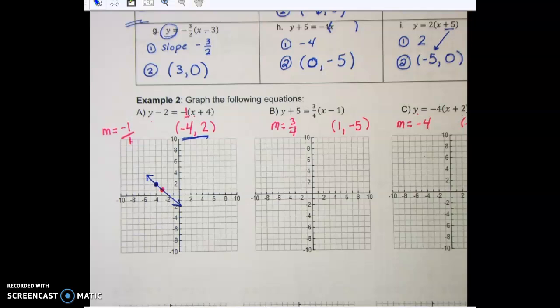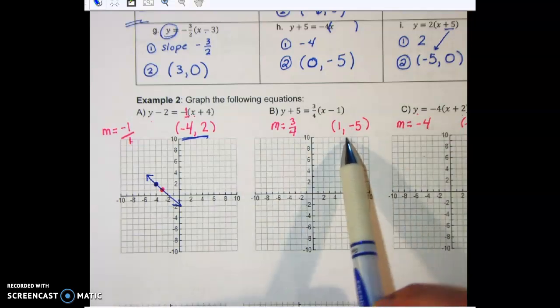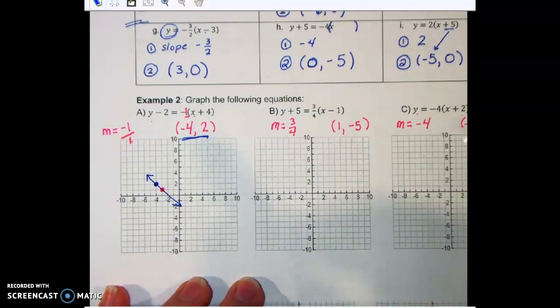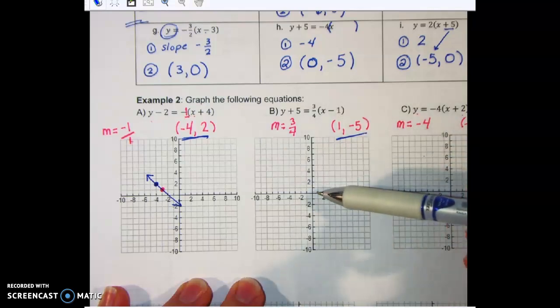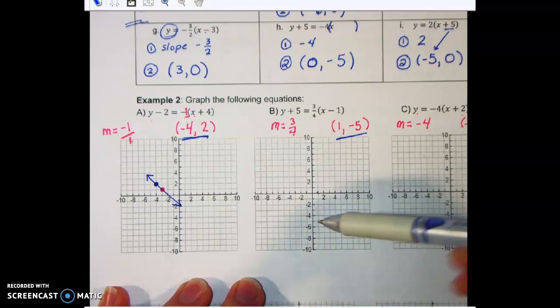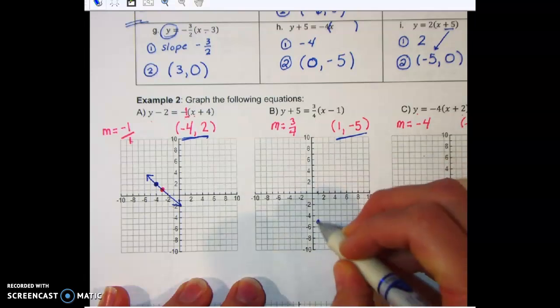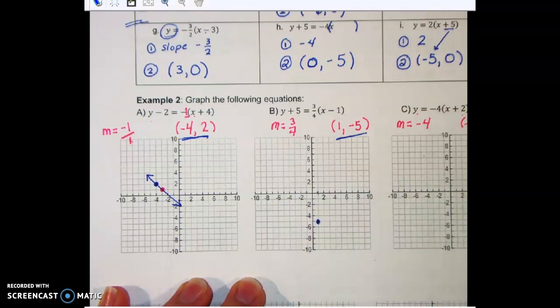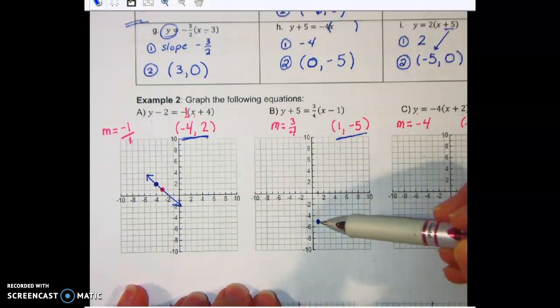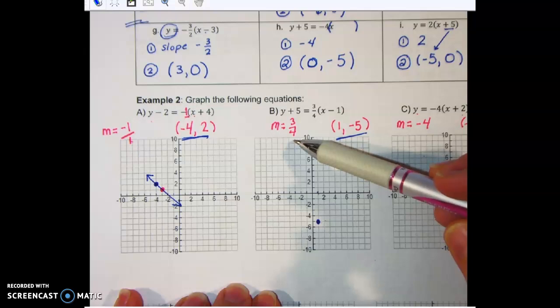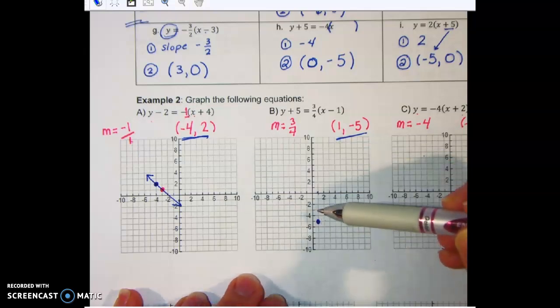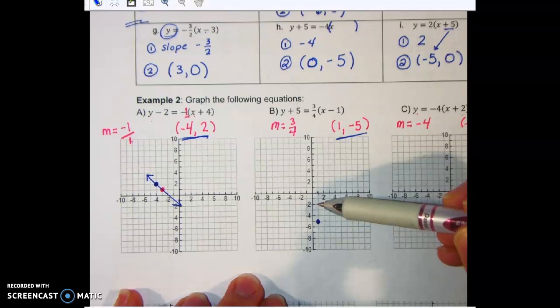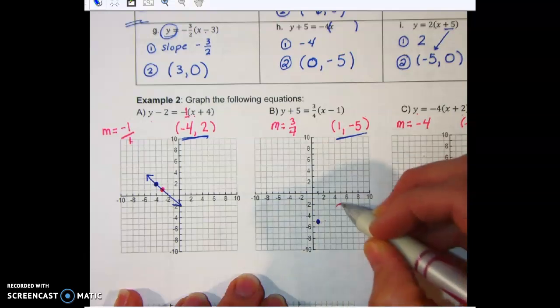Okay, let's show the next one. First, start by plotting this point, 1, -5. So the point 1, -5 is 1 and then down 5. And then from there, you're going to use this slope 3/4 to go up 3 and over 4. And then that's your next dot.